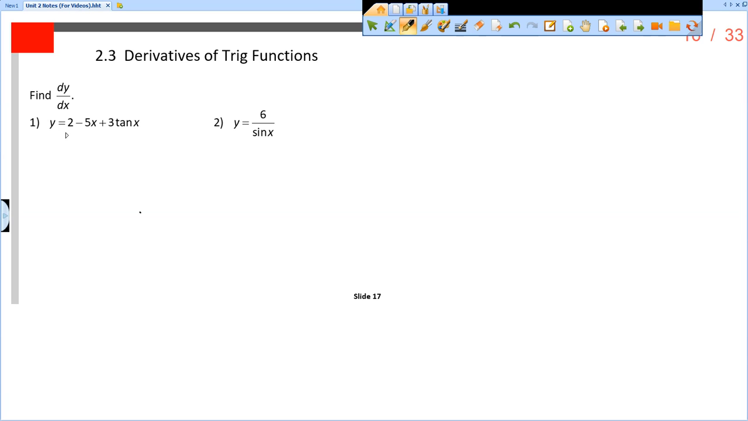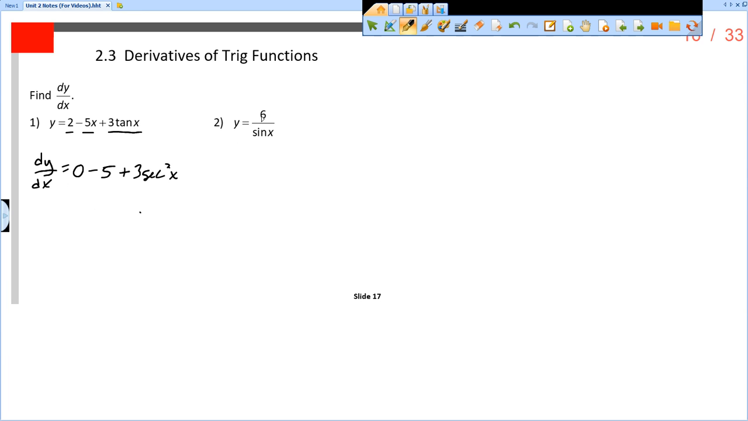We've got three things added or subtracted together, so we're just going to take the derivative of each term separately. The derivative of 2 is 0, minus the derivative of 5x, which is just 5, plus 3 tangent x. That would be 3 times the derivative of tangent x, which is secant squared of x. That's it. And you probably wouldn't have to write the 0.